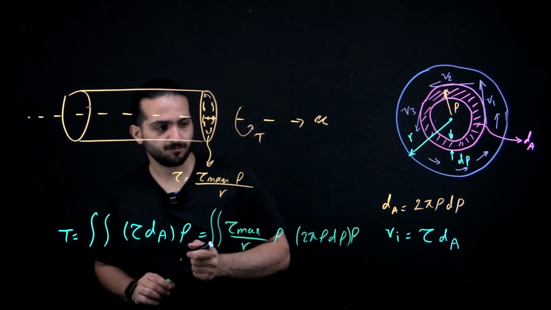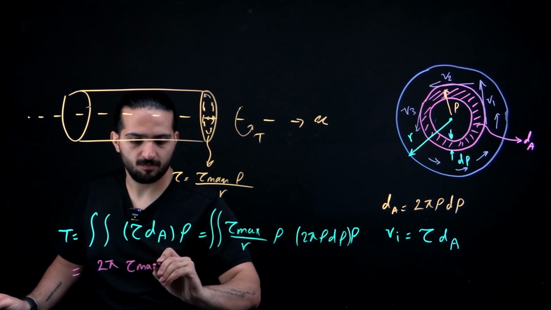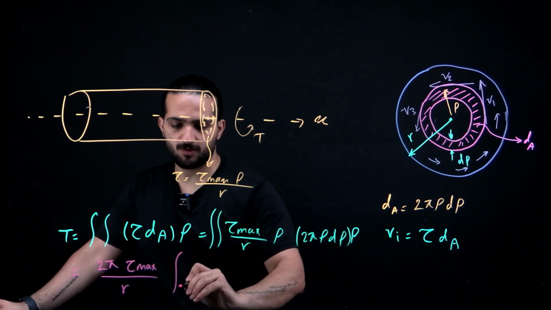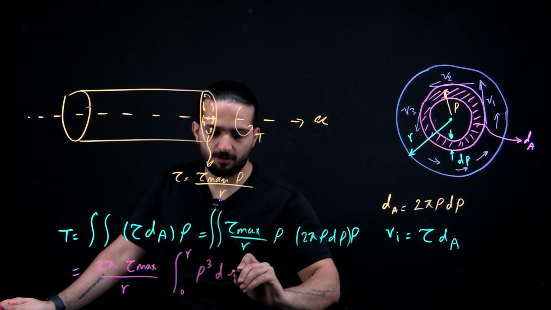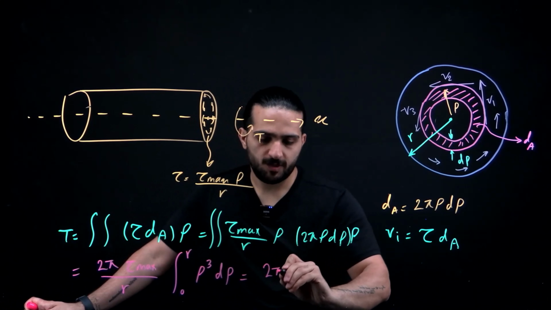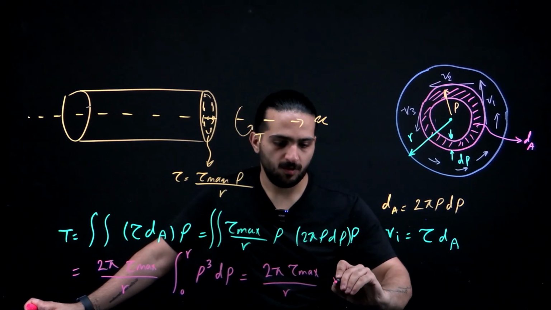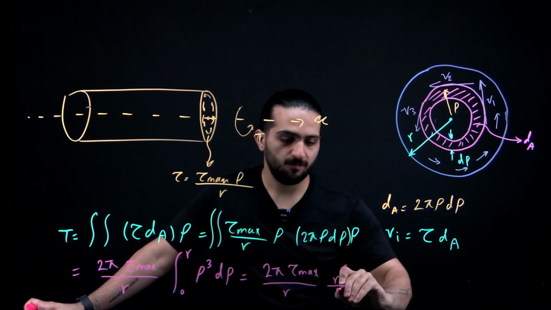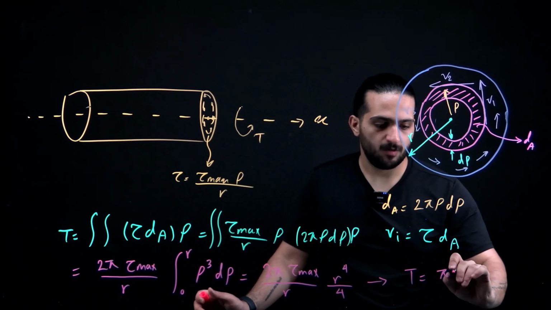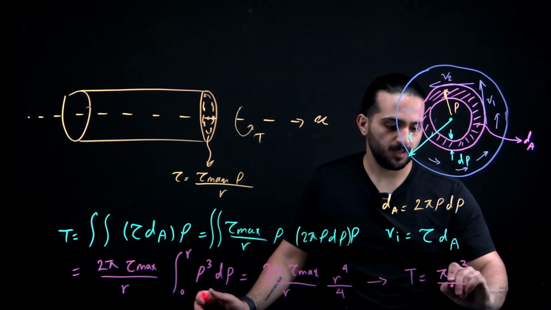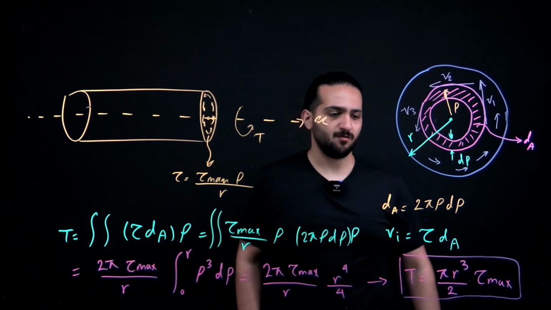integral, which is equal to 2 pi tau max divided by r integral of 0 to r rho to the power of 3 d rho, or 2 pi tau max over r times r to the power of 4 divided by 4. So our T will be equal to pi r to the power of 3 divided by 2 tau max. So this will be the value of our resultant torque.